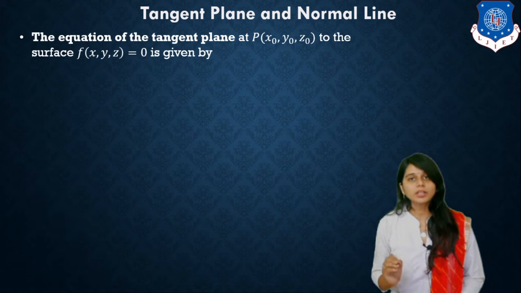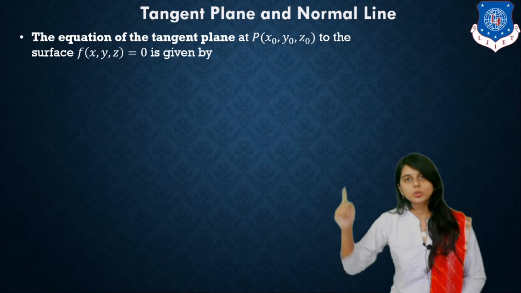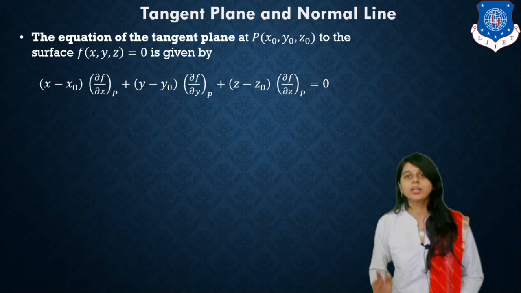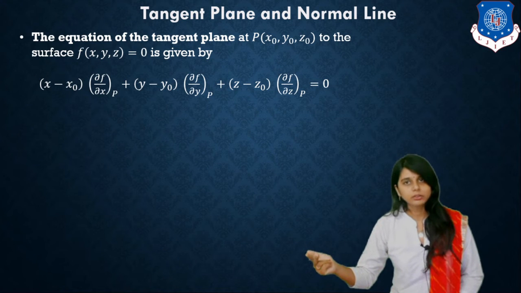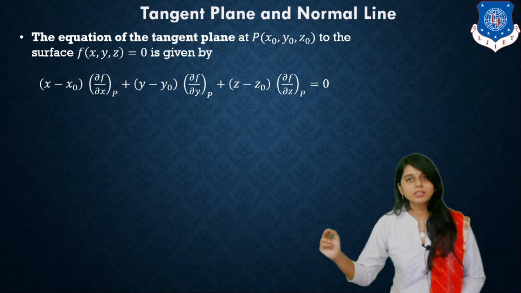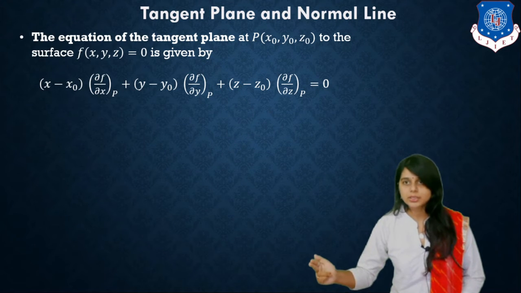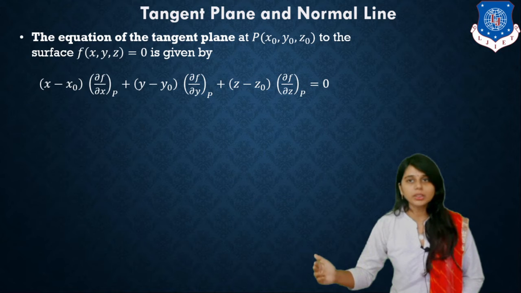Now, the tangent plane equation at P(x0, y0, z0) to the surface f(x, y, z) = 0 is given by (x minus x0) del f by del x at point P plus (y minus y0) del f by del y at point P plus (z minus z0) del f by del z at point P equal to 0.